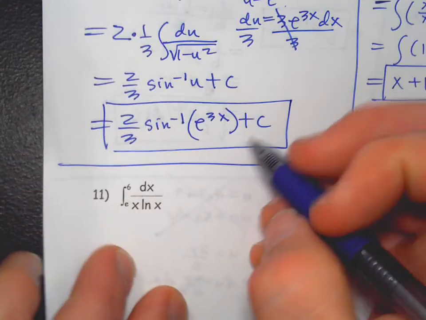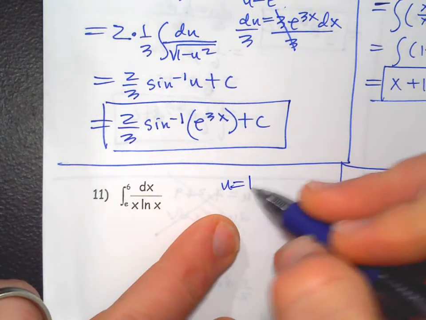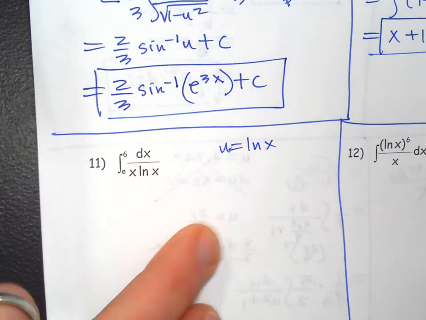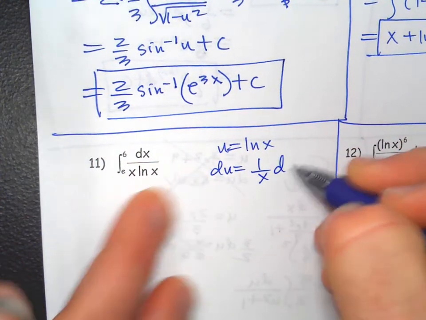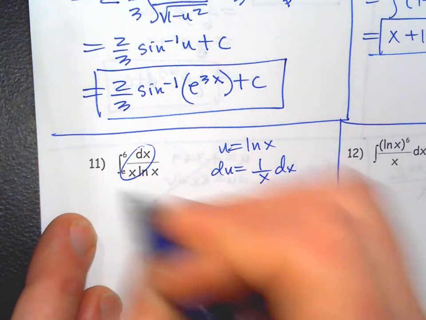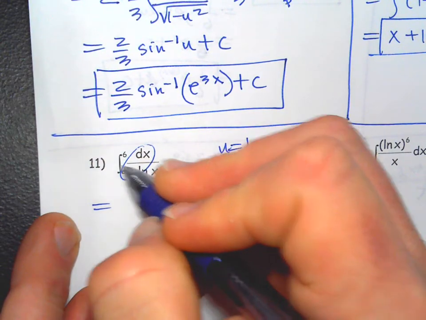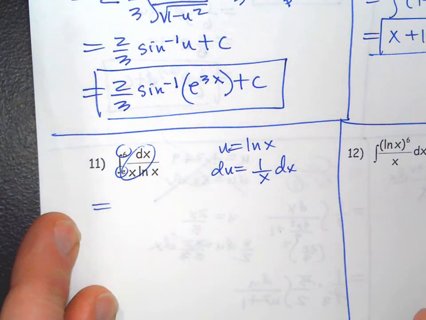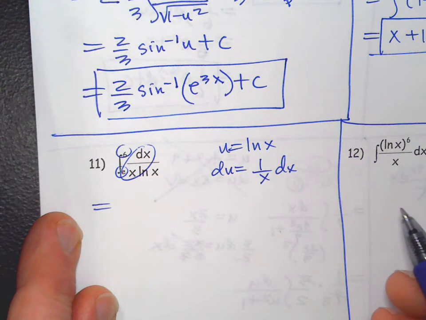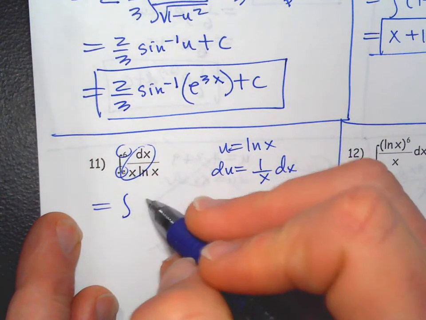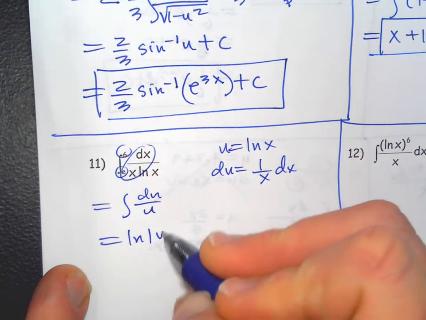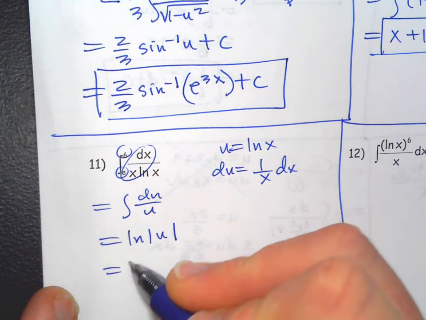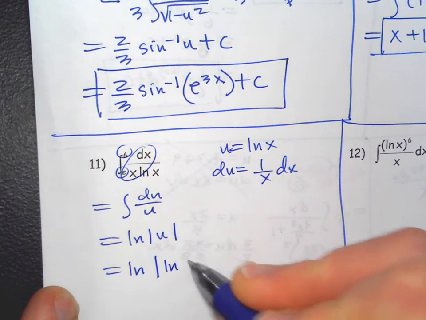Number 11, u equals maybe natural log of x in the denominator, and du equals 1 over x dx. Perfect. We need a dx over x. Now, by the way, this is a definite integral, so we're going to have to evaluate it when we're done. So this is going to be du over u, which is natural log of the absolute value of u, which is natural log of the absolute value of natural log of x.